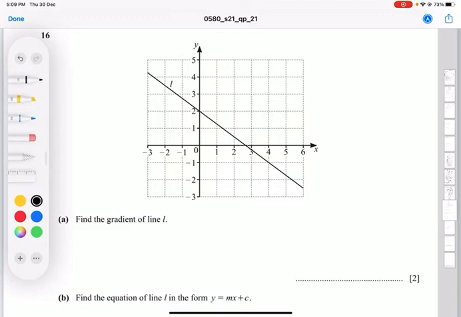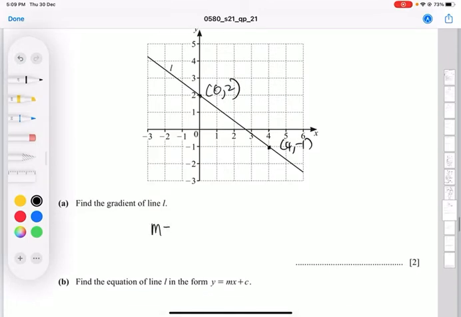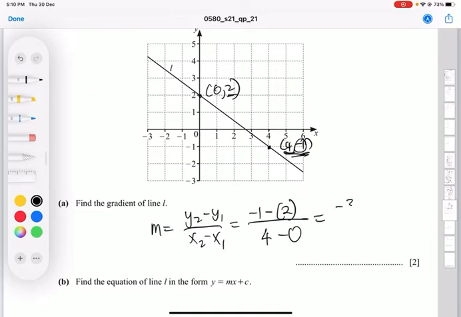So we're going to take 2 easy points that you can see properly. The ones I see here right now is this 4, minus 1, that's very clear to me. And there's another one here, that's 0, 2, that's very clear to me as well. So the gradient is y2 minus y1 over x2 minus x1, or rise over run. So we take this 4, minus 1, so minus 1 is the y2, minus 2, because 2 here, and the x2, that's 4, and minus 0. So you get minus 3 on 4.